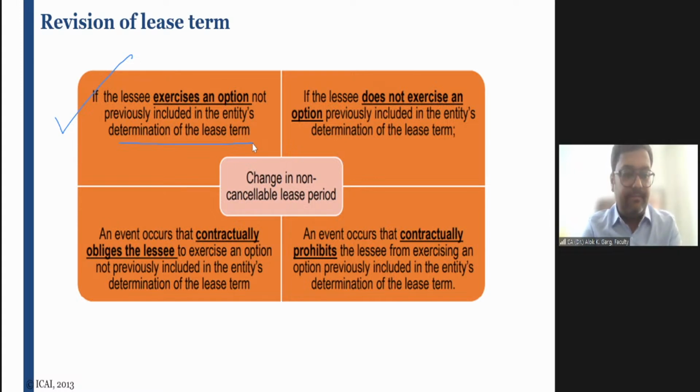Clear? Second, if the lessee exercises an option which was not previously included, earlier it was not expecting, now he is expecting. Same way, now the lessee is not expecting to exercise the option which he was earlier expecting to exercise. Right? Same way. So earlier, the lessee was thinking that I should continue in this premises because the rental is very cheap, or the rental is incommensurate with the market rental.